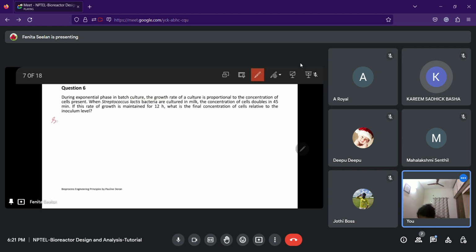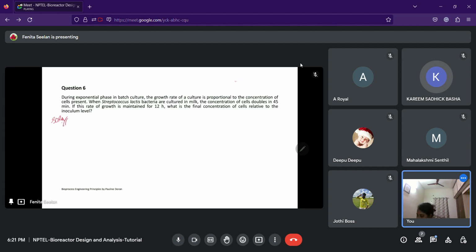So we'll start solving. For a batch culture, we all know that input is equal to output, equal to 0, so we cannot use those terms there. For the mass balance of cells, we will assume that there is no cell loss from the system, so the rate of consumption is also 0.